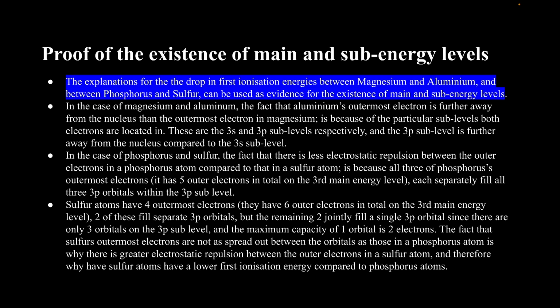Now let's talk about the proof of the existence of main and sub-energy levels. So we can use the explanations for the drop in first ionization energies between magnesium and aluminium and between phosphorus and sulfur as evidence for the existence of main and sub-energy levels.